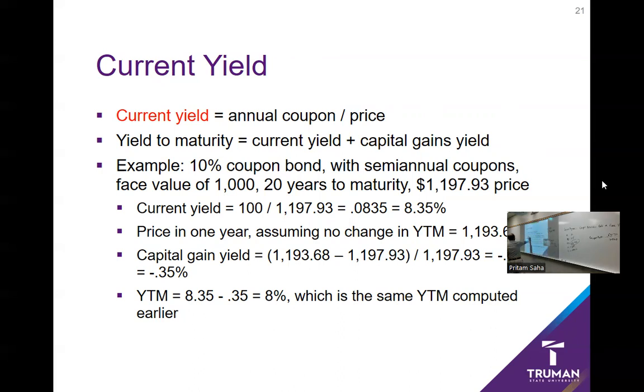Look at this example. 10% coupon, semi-annual payment, face value 1000, current price 1197. Our annual coupon, 10% on 1000, is $100, divided by the price. Very simple. Total annual coupon divided by current price. That's the current yield. Make sense? We know how to calculate the coupon, right? The price will be given, or you can easily calculate the price.